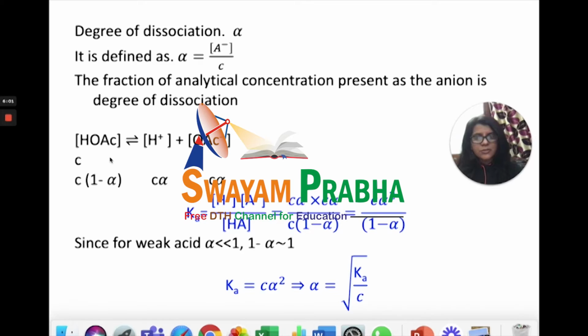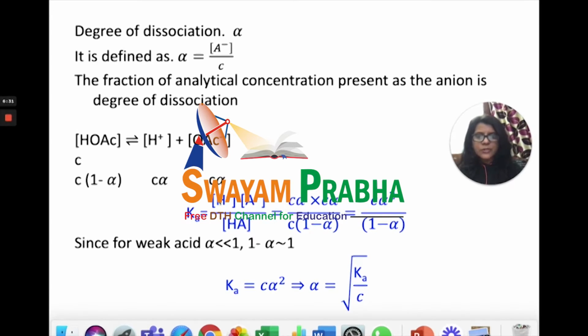Our initial concentration for the weak acid is C. If α is the degree of dissociation, then the concentration at equilibrium will be C(1 minus α) for the undissociated acid, and Cα for the dissociated ions. So Cα for H+, Cα for acetate ions. So Ka is equal to [H+][A-] upon [HA], the product of the concentration of products divided by the concentration of the reactant.